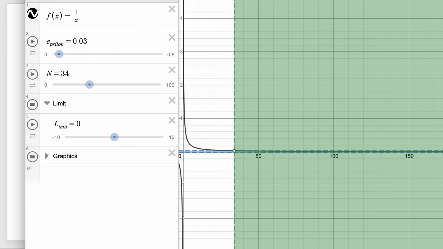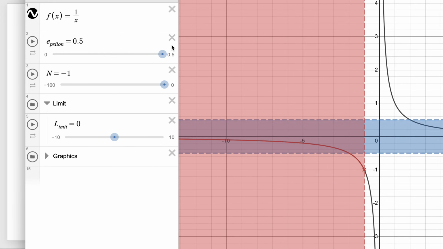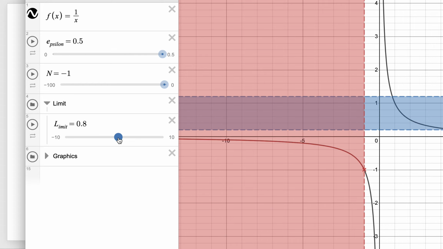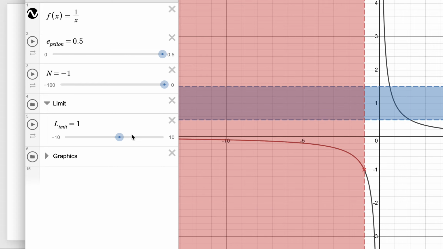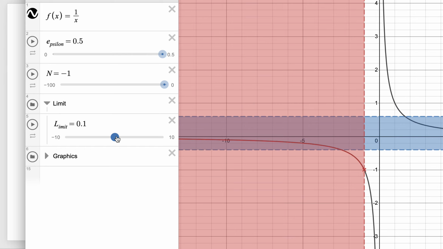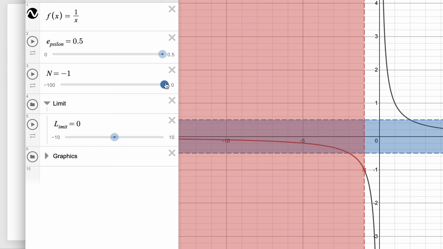There's a Desmos file here, and I've got the same function 1 over x, but now I'm wondering what's happening as x goes to negative infinity. I think the limit is 0. If you thought the limit was 1, then you could move that up to there, but I don't think that's the limit. I think the limit is 0. And as epsilon is 0.5 there, if I make n negative 3, whenever x is less than negative 3, the y values are within 1/2 of a unit of 0, so they're within the epsilon band.